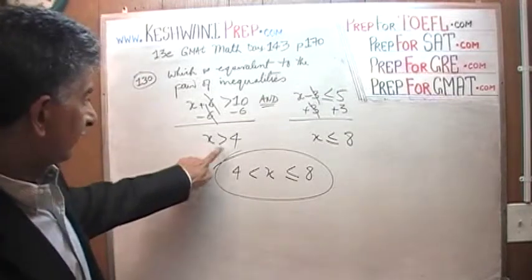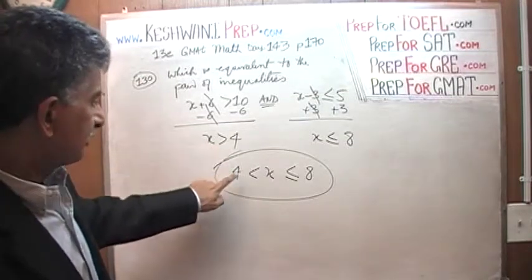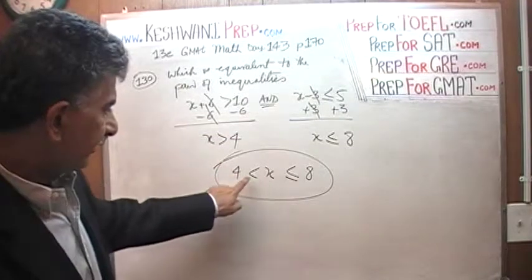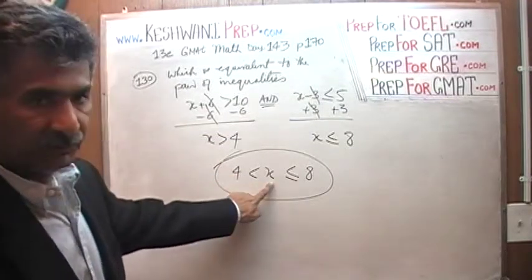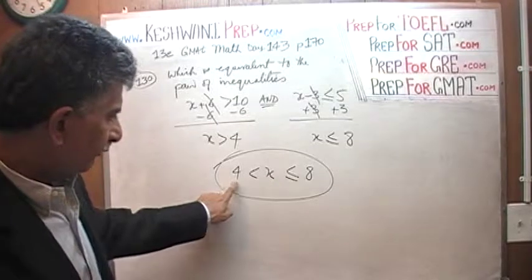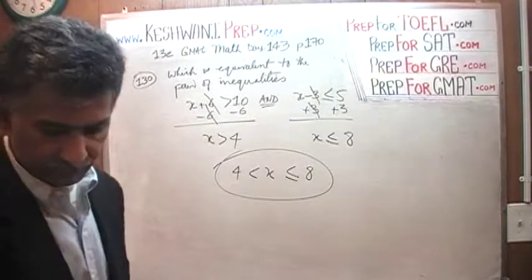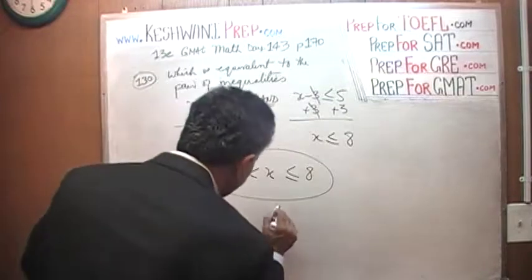See here it says x is greater than 4, which is the same as saying 4 is less than x, same thing. So x is greater than 4 and less than or equal to 8, that's your answer. And that's answer choice D.